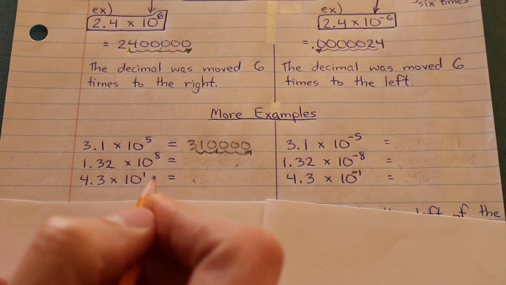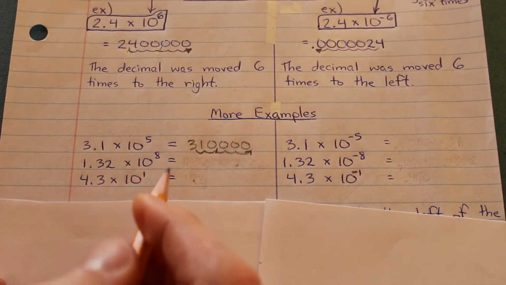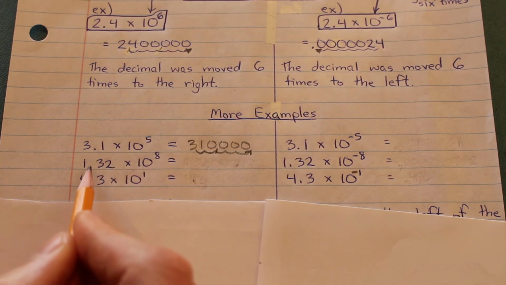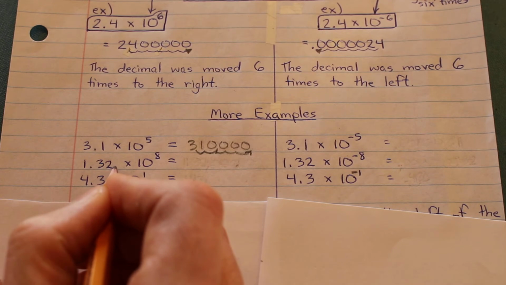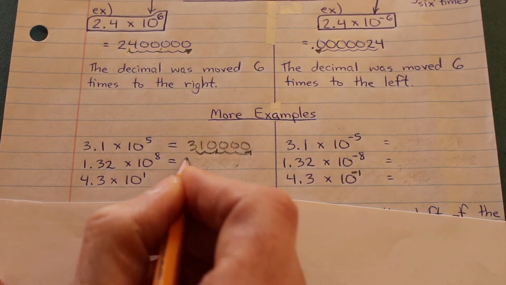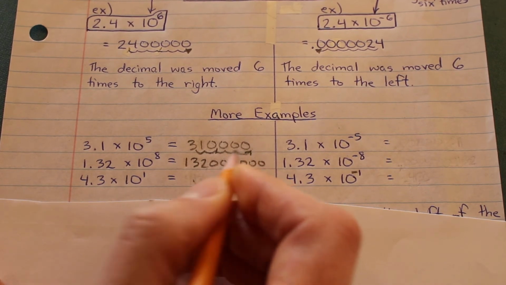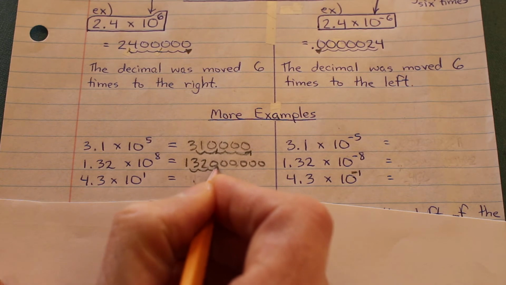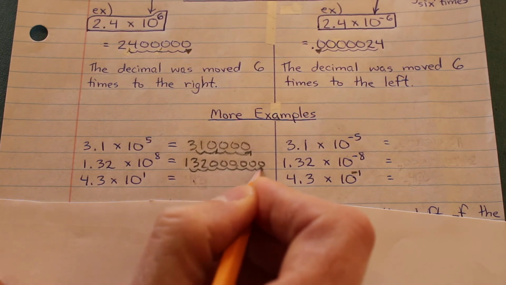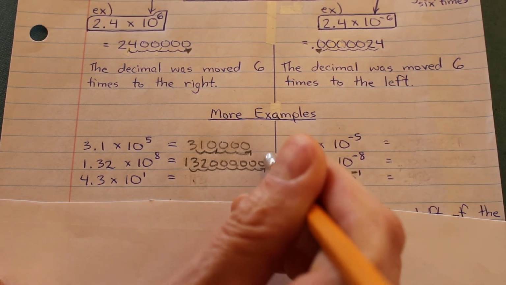And let's do that. Here, 1.32 times 10 to the 8th is multiplying by 10 8 times. So the decimal goes to the right 8 times. 1, 2, and then 6 more, needing 6 zeros after that. Like that. So the decimal was here, and it went 1, 2, 3, 4, 5, 6, 7, 8 times to the right. Now it's right there. Not usually written though.